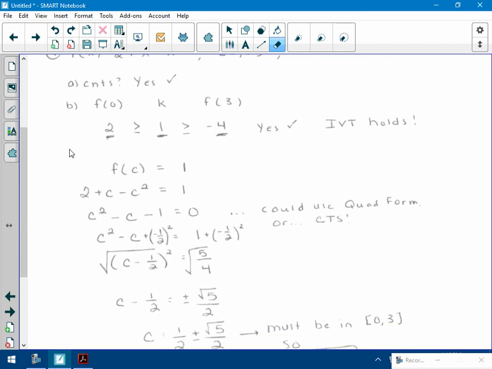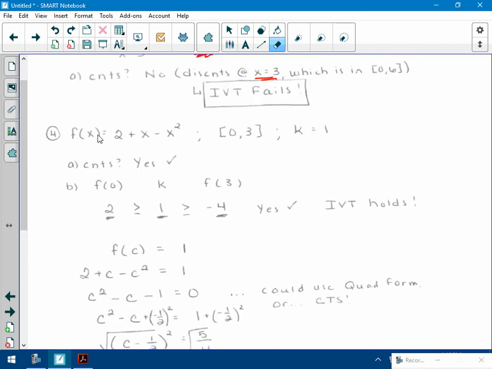Okay, last one. F of x equals 2 plus x minus x squared. This is my AB interval, 0 to 3, and I want to find a function value of 1 if the intermediate value theorem holds. Is it continuous? It's a parabola, so sure, it is continuous.